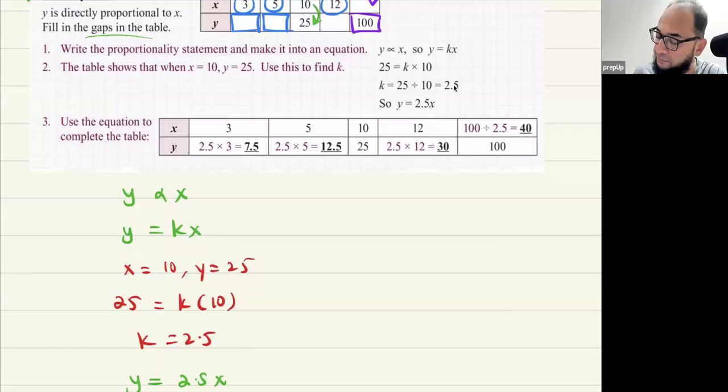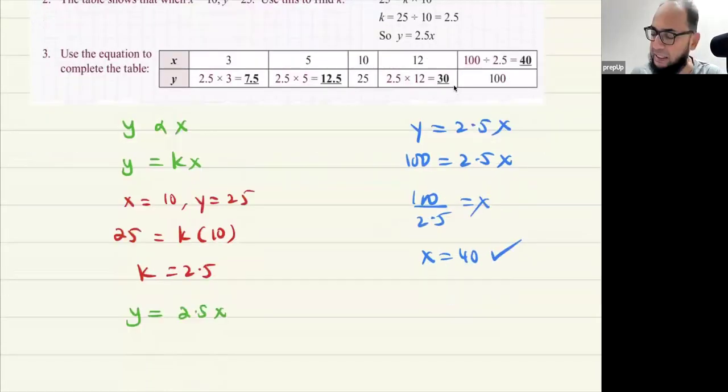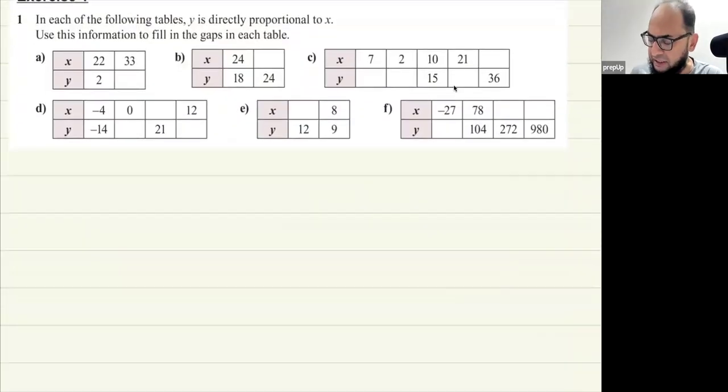Let me just illustrate this. Y is equals to 2.5x. Y is 100. That is 2.5x. Therefore, 100 over 2.5 is x. Therefore, the value of x is 40. So I hope this is all good, all clear. Just basic maths. An example just like that. Let's move on.